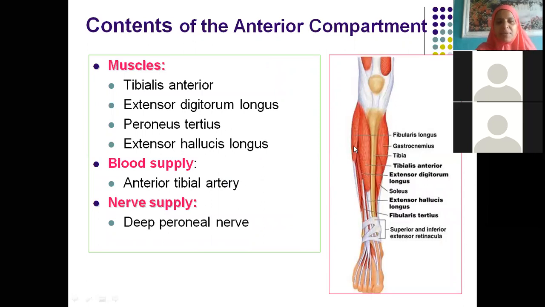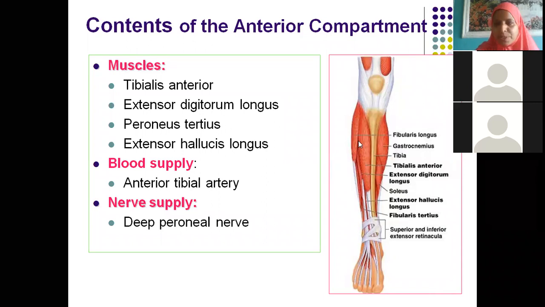So what are the muscles we have? Tibialis anterior, extensor digitorum longus, peroneus tertius, and extensor hallucis longus. We already know the blood supply comes from the anterior tibial artery. It's a branch of which artery? Popliteal. Very good. Femoral artery's continuation is the popliteal artery. Popliteal artery's subdivisions are anterior tibial and posterior tibial.